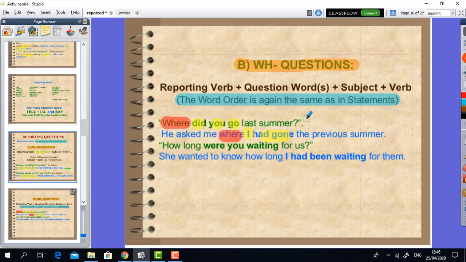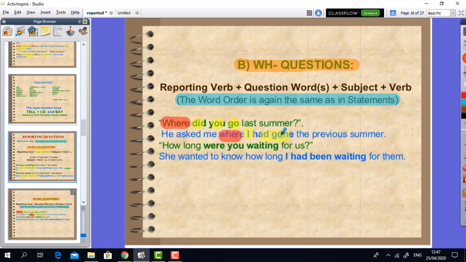"Where did you go last summer?" Ahmed asked. Ahmed asked me where I had gone the previous summer. Notes. Here we have the WH question word. It comes after the reporting verb. Here we have an inversion. "Did you go?" Of course, you will be replaced by I. I will appear first, then the verb.